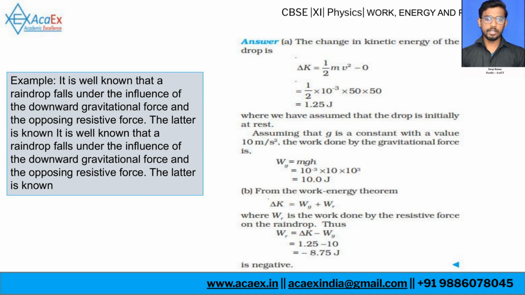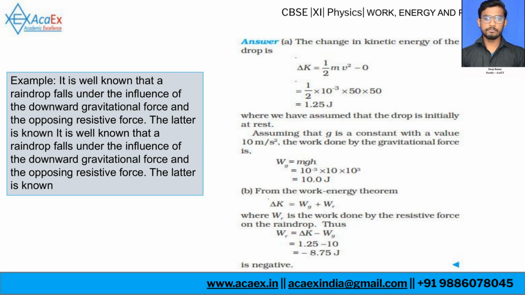Example: it is well known that a raindrop falls under the influence of the downward gravitational force and the opposing resistive force. The change in kinetic energy of the drop is delta K equals 1/2 times 10 to the power of negative 3 times 50 times 50 equals 1.25 joules, where the drop is initially at rest.